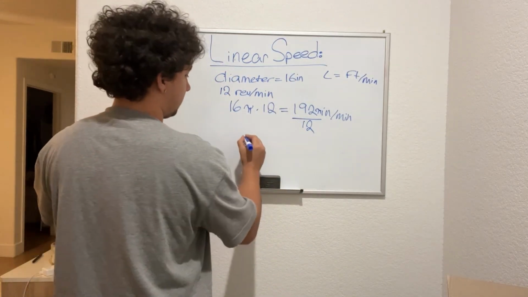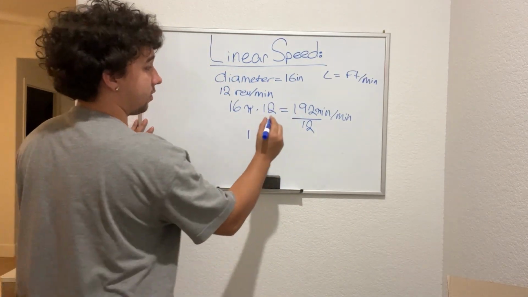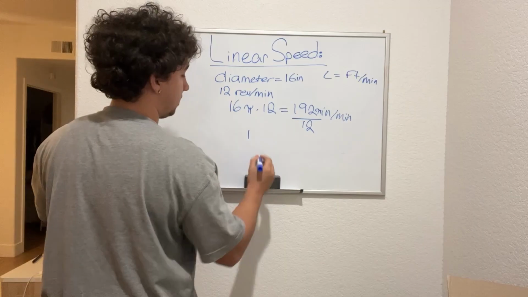12 goes into 19 one time with 7 remaining. 12 goes into 72 6 times.